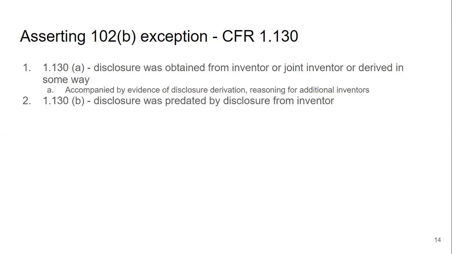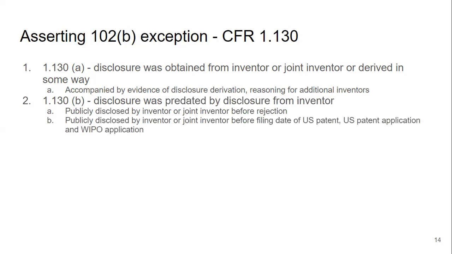So then part B is when the disclosure was predated by the disclosure from the inventor. So if it was publicly disclosed by the inventor or joint inventor before the rejection. But again, if this falls outside of that 1 year grace period for filing, then you're out of luck. You can't really make those same claims saying that, well, I disclosed it before, because then your own prior art can be used against you.